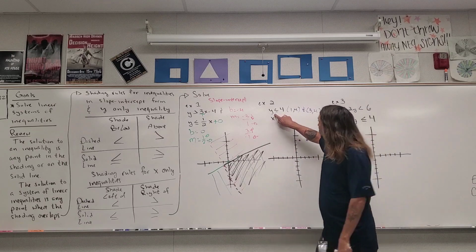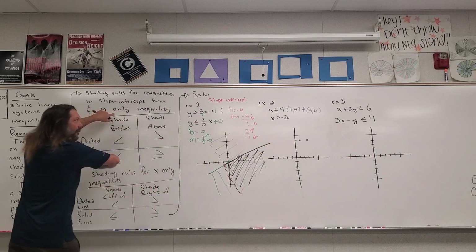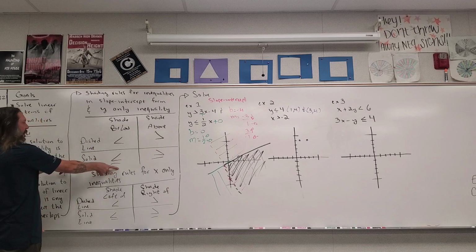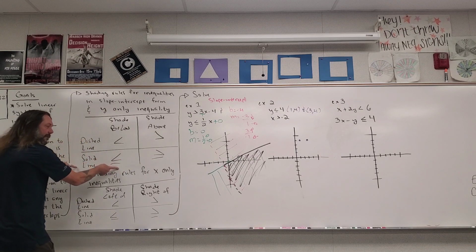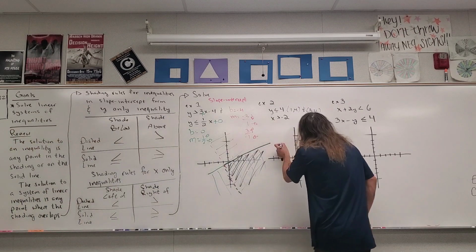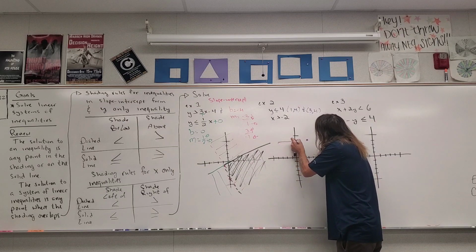This is a y only inequality, so I have to follow these rules. I have this symbol, so I'm going to shade below, and I'm going to have a solid line. Shade below and have a solid line.